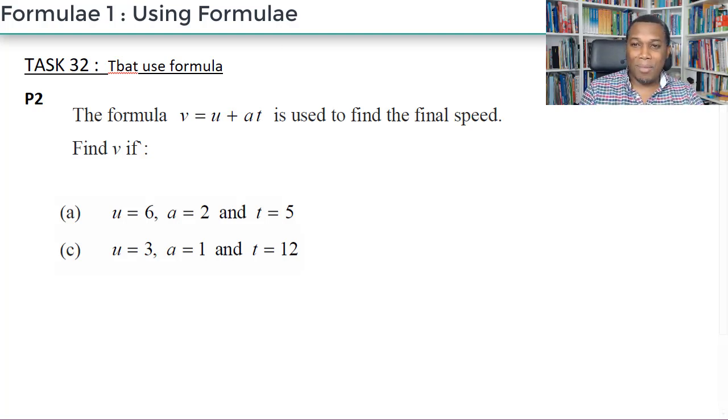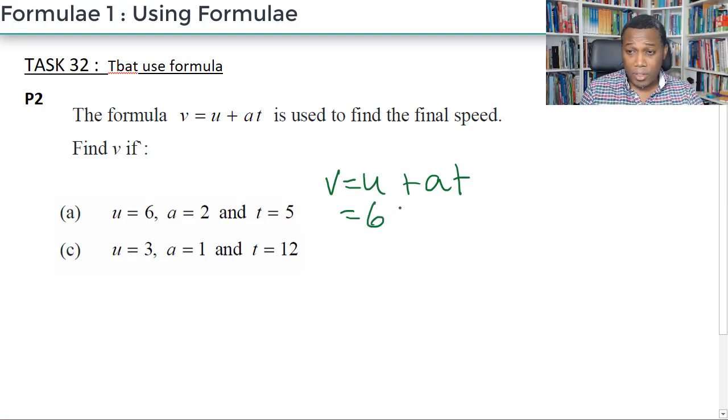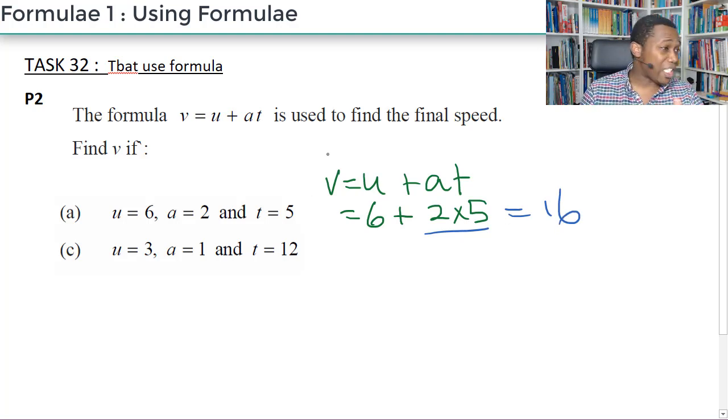Brilliant stuff. It's my time now. V is equal to U plus AT. I'll write it down there. V is equal to U plus AT, which in the case of A is 6 plus 2 times 5. BIDMAS says you do the multiplication first, so 10 plus 6, which will give you 16. And that was for A. And for C, you should have 15. 15 is what I'm seeing here.